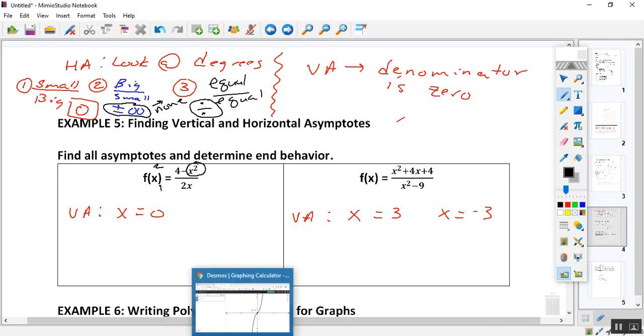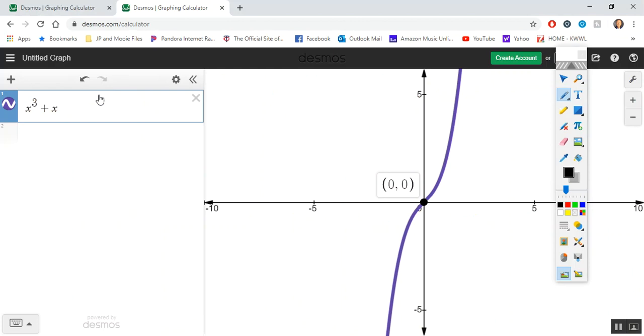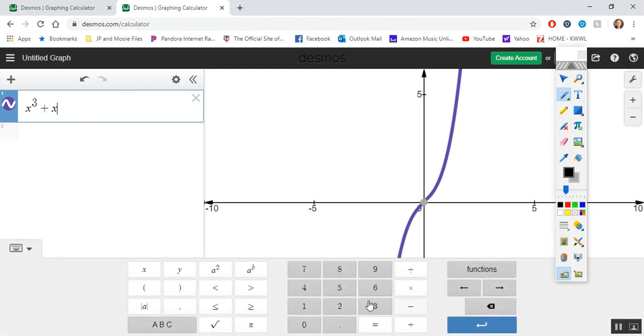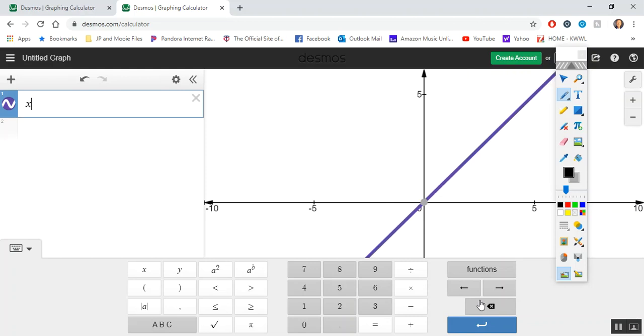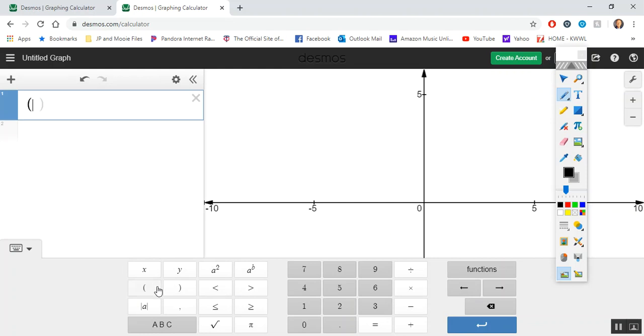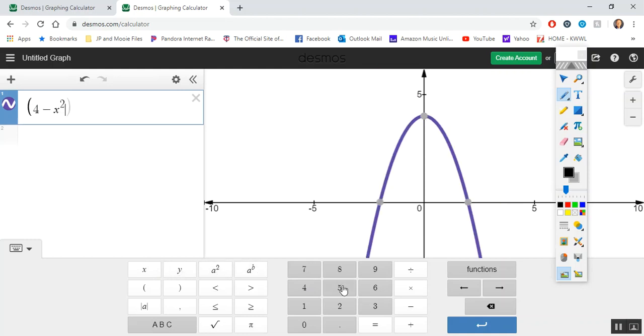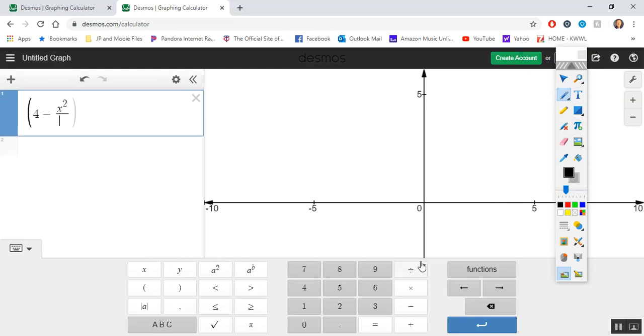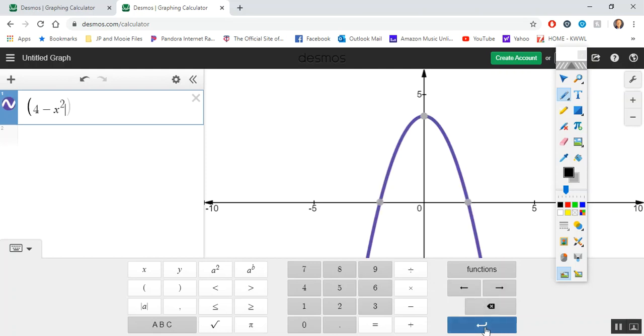Now, I'm going to throw this into decimals here quickly. And I'm going to show you if this is true. Okay, somebody read that function to me. What over what? Let me clear that out of there. Okay, what's up top, kids? Is it 4 minus x squared? Divided by what? Ah, shoot. Was it divided by 2x?